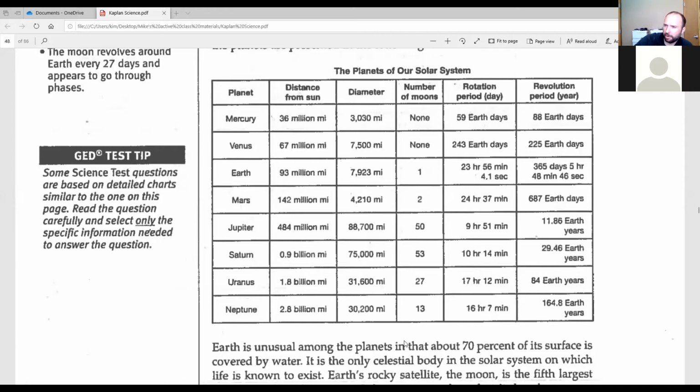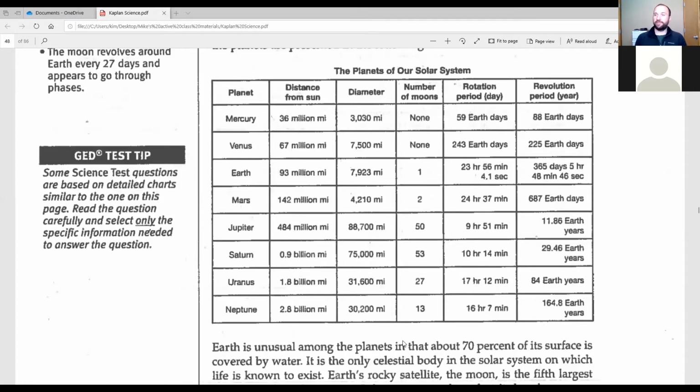So if we remember from our geometry days, diameter, if we're talking about a circular object, right? In this case, we're talking about a sphere, a three-dimensional object. Diameter would be the distance from one point of the circle to the other point through the center, right? So that's the diameter. The diameter of the planet, the number of moons it has, its rotation period, which is a fancy way of saying how long a day on that planet is.